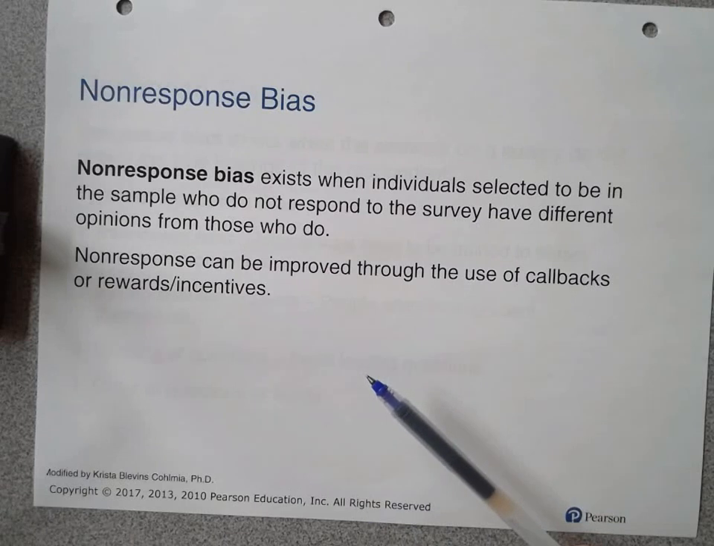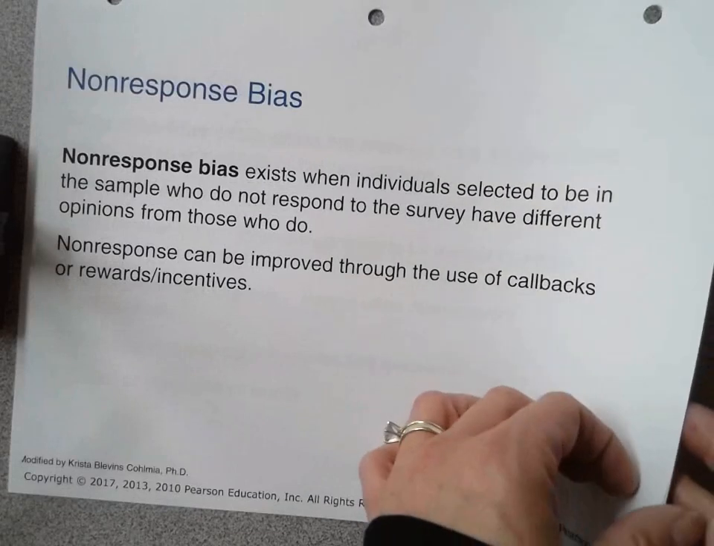If you add a reward to the survey, then people might be more likely to respond. If you hound them to death, they might be likely to respond, or they're not likely to be very frustrated with you. So, non-response bias.